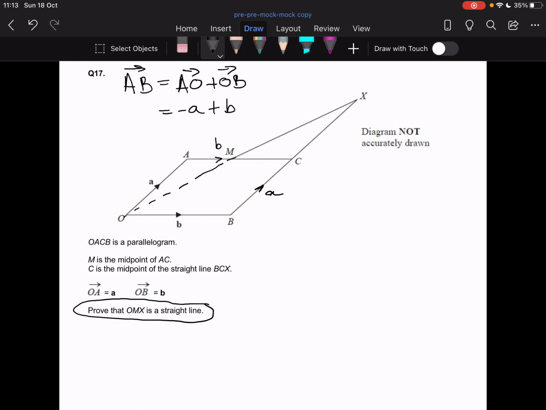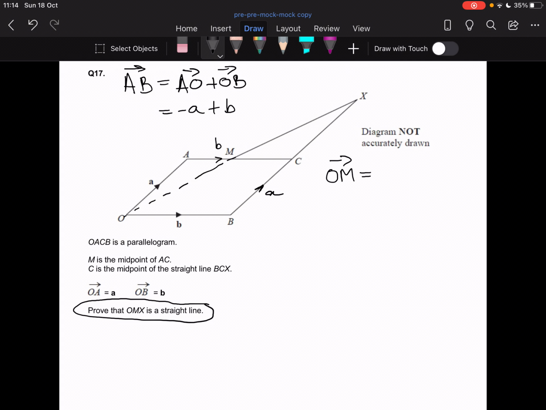So I'm going to try to work out OX, so the whole of the line. And I'm also going to try to work out, let's say, OM, because that looks easy. And if I play my cards right, and if I do this correctly, I should show that OX is a multiple of OM in terms of A and B. This is what we're aiming for. So I'm going to start with OM.